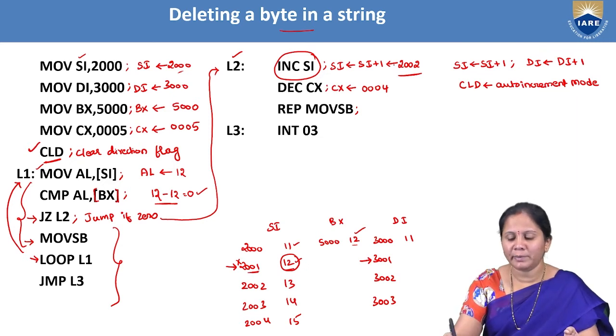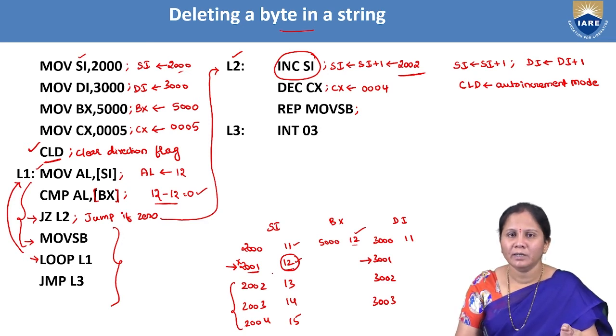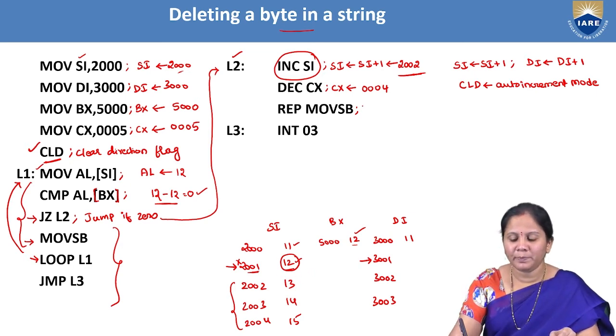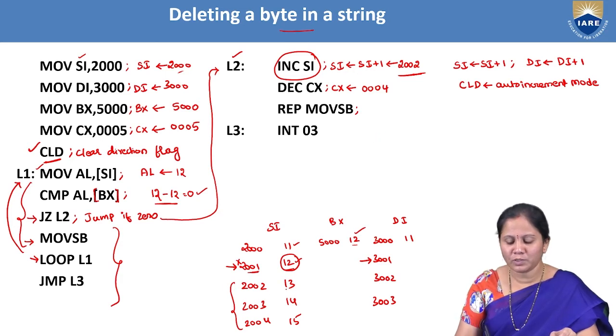So after writing increment SI, it has become 2002. Okay, so the value which is present in the 2001 location has been deleted. So repeat MOVSB: the entire data which is present from 2002 to 2004 will be moved from the SI to the DI location. So here the DI location is 3001.